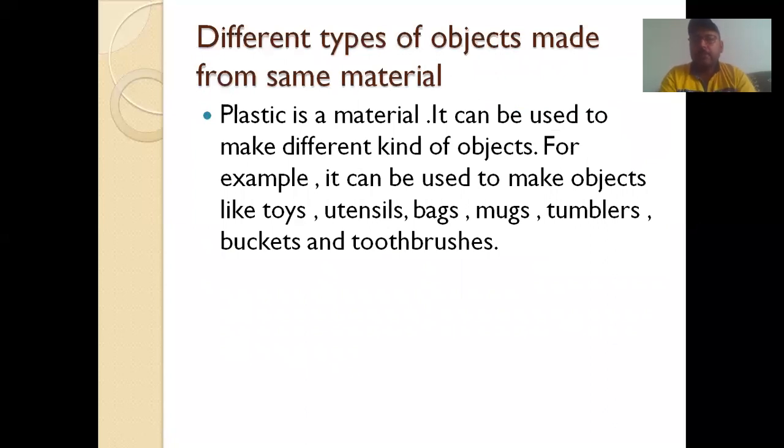Different types of objects made from the same material. Yes, it's also true. Plastic is a material, but it can be used to make a number of objects. For example, it can be used to make toys, utensils, bags, mugs, tumblers, buckets, and toothbrushes. Plastic is not used to make only one kind of object. There are a number of objects available in the market which are made up of plastic.